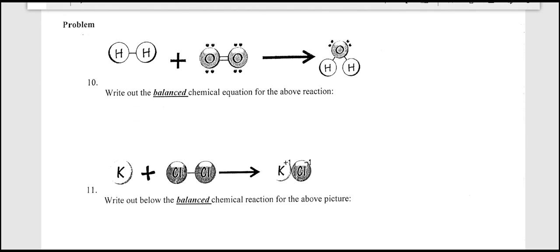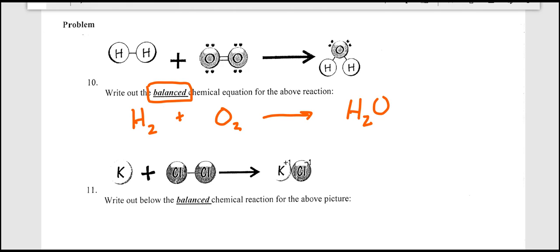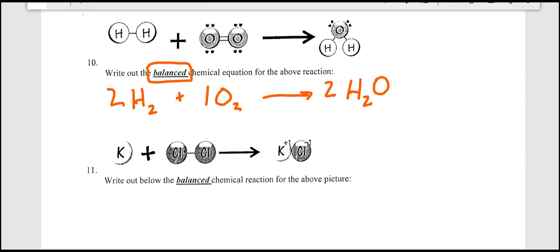Okay, now write out the balanced chemical equation for this. This threw off a number of students because they just wrote out the picture and forgot to balance it. So this picture is H2, and this is O2, react to form H2O, water. That's fine, and that is the picture you see there, except to balance it, you need 2 of these to 1 of those to 2 of those. So if you didn't balance it, that'd be like 1 point off.